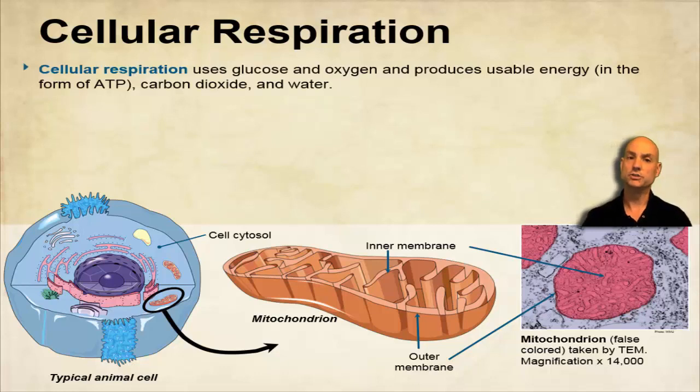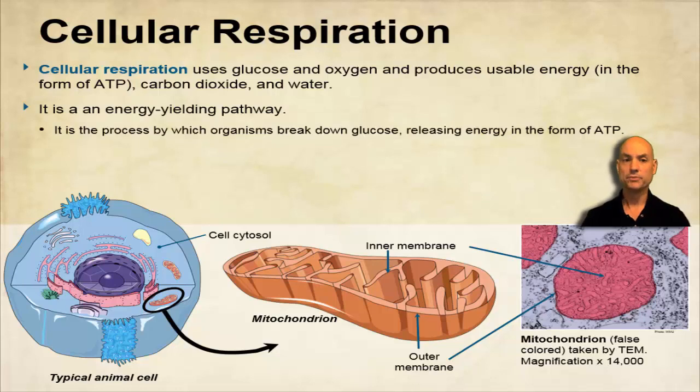Cellular respiration uses glucose and oxygen, produces a usable energy, ATP. Carbon dioxide and water are also produced. It's an energy yielding pathway. It is the process by which organisms will break down glucose and release the energy in the form of ATP.